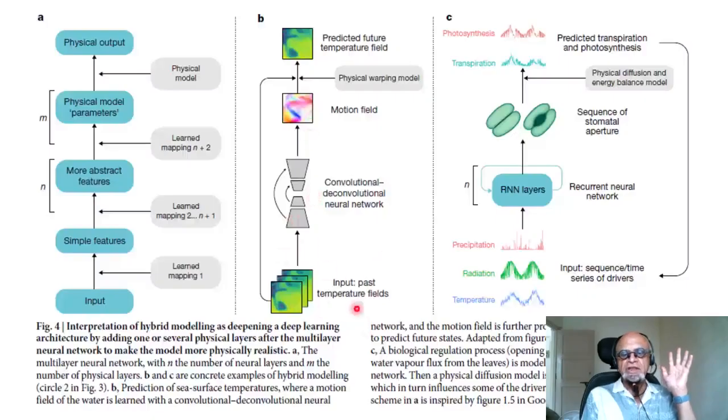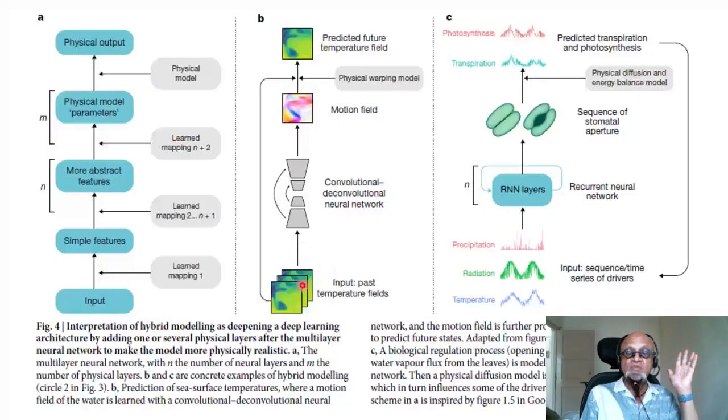Okay, what's happening here? We are again looking at input, two examples of how these things can work. Input of past temperature trends. There is some deep learning approach, deconvolutional neural network, without worrying about what they are. We're producing some motion field. So this is the physical warping model that is going to get this input. It can get input directly as past input temperatures, which it is designed to take and provide you predicted future temperature field.